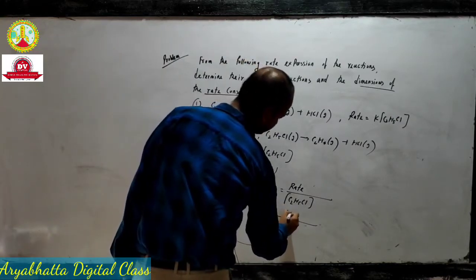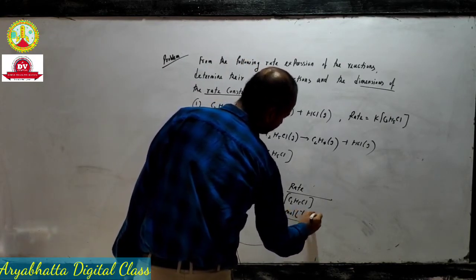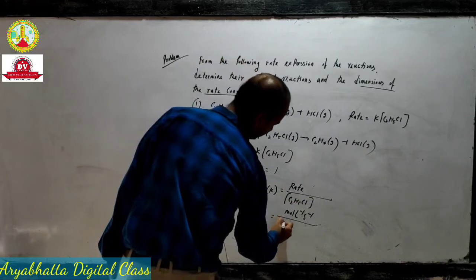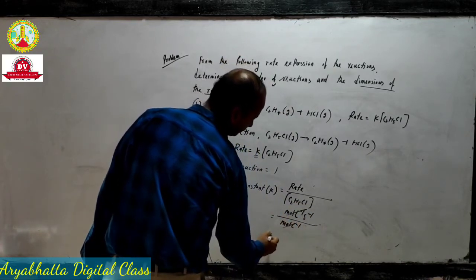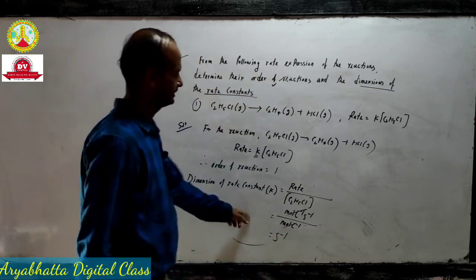Okay, so what is the unit of rate? Rate का यूनिट तो जानते हो, mol per liter per second, mol liter inverse second inverse. This is the molar concentration, unit is mol per liter. So this term will be cancelled, so the unit will be second inverse.